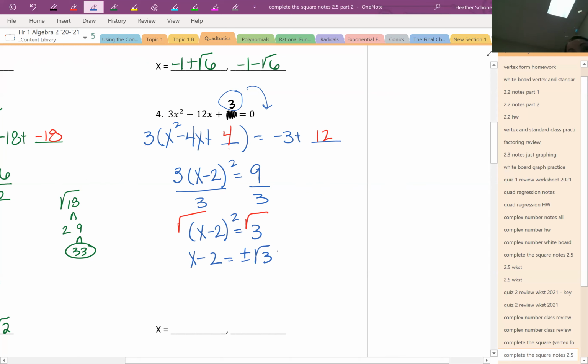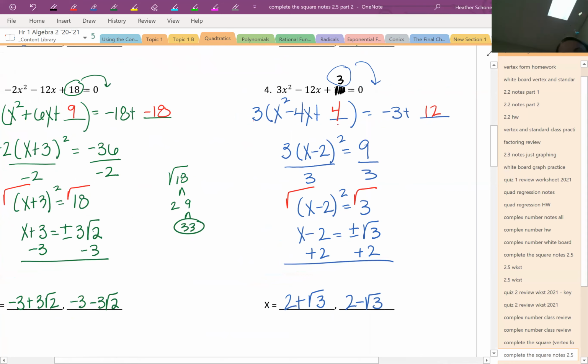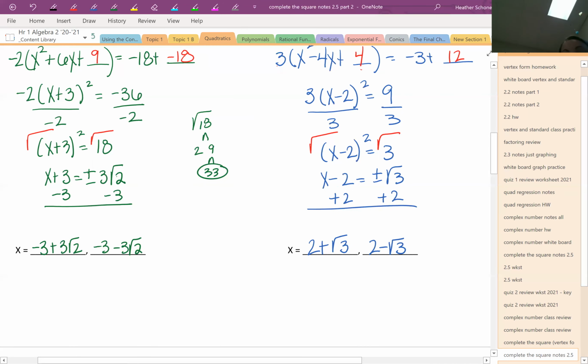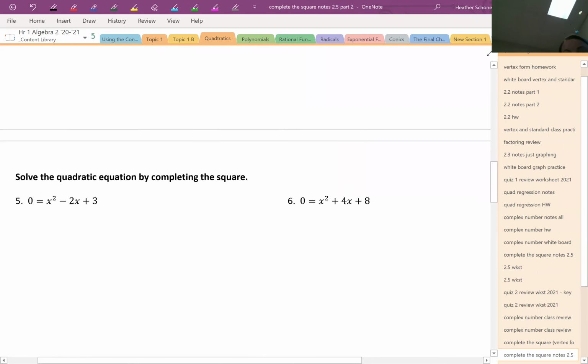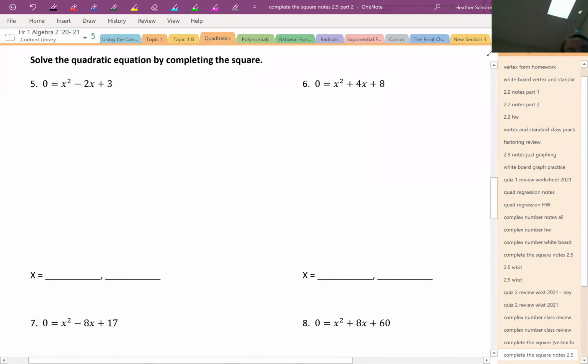Every single time you take the square root of a number, you're going to get both positive and negative. So now to solve, I'm going to add 2 to both sides. So I get 2 plus the square root of 3 and 2 minus the square root of 3. Okay, we've got a few more to look at, and they're going to do the exact same thing, except on the other page, when we do these, we're going to take the square root of a negative number, which means we're going to have an i in there.